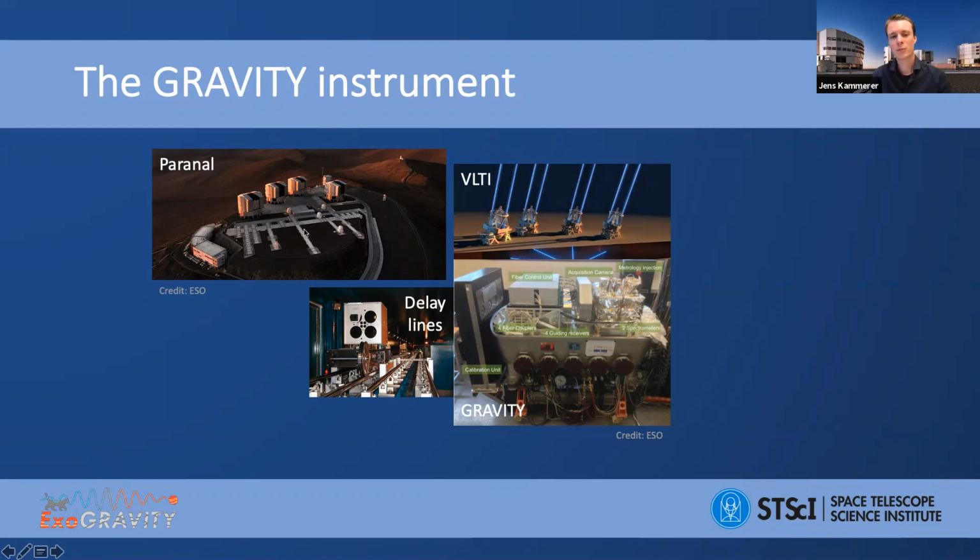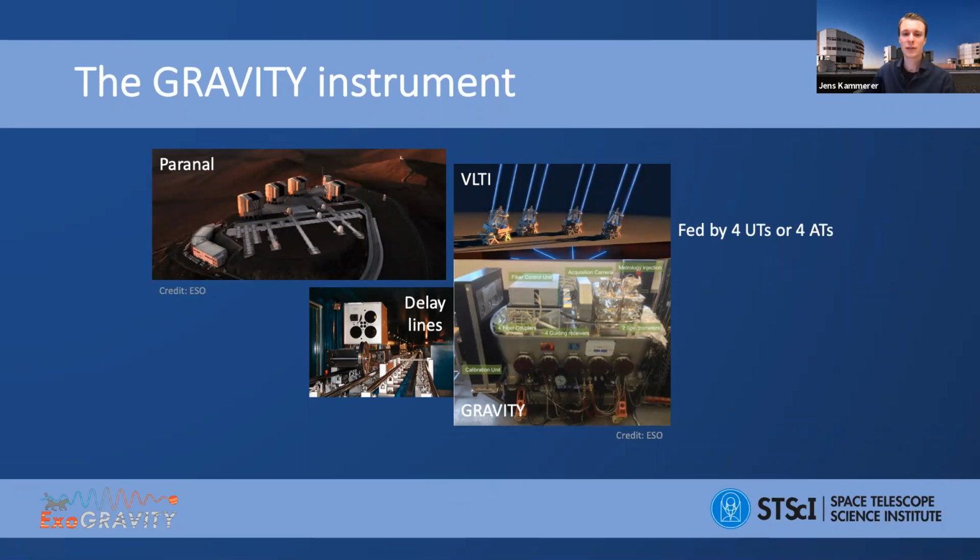And of course, GRAVITY being an interferometric instrument is sitting there in this VLT lab and combines the light from either the 4 unit telescopes or the 4 auxiliary telescopes at the same time. Now with the UTs, you can obviously achieve better sensitivity because they have much larger collecting area, but with the ATs, you get access to a larger field of view and also they are not as oversubscribed as the UTs.